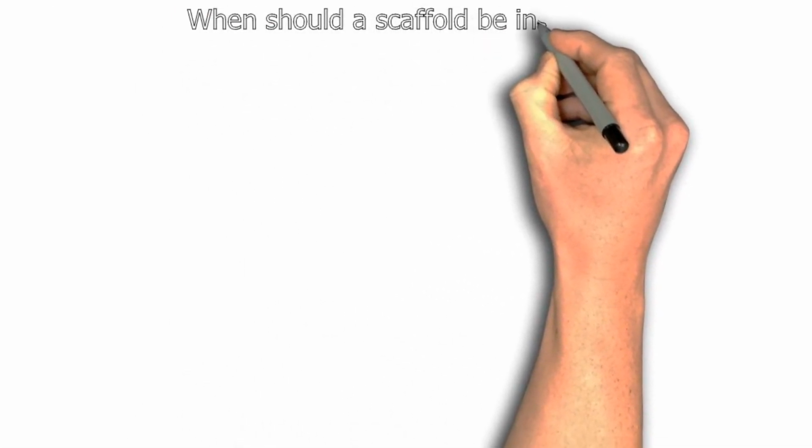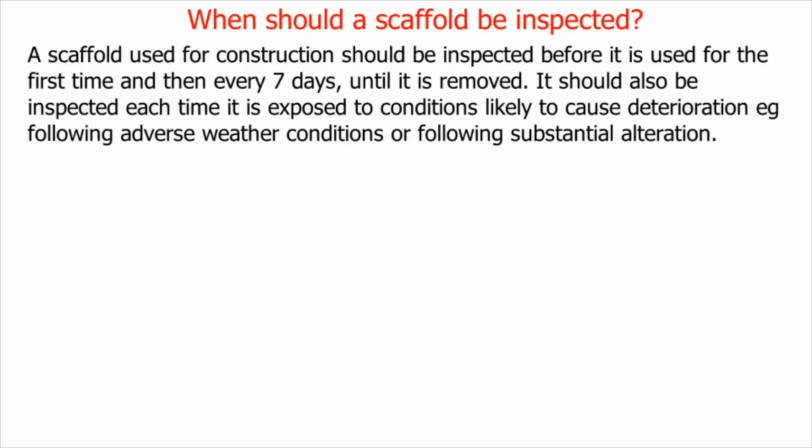When should a scaffold be inspected? A scaffold used for construction should be inspected before it is used for the first time and then every 7 days, until it is removed. It should also be inspected each time it is exposed to conditions likely to cause deterioration, e.g. following adverse weather conditions or following substantial alteration.